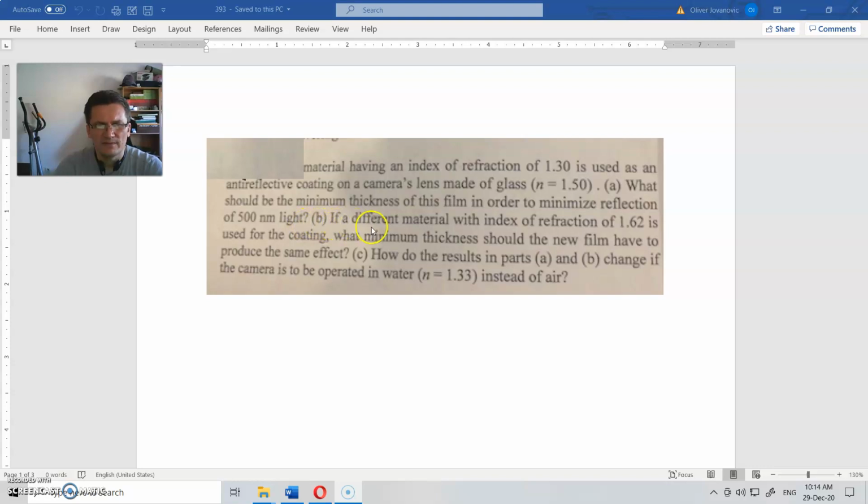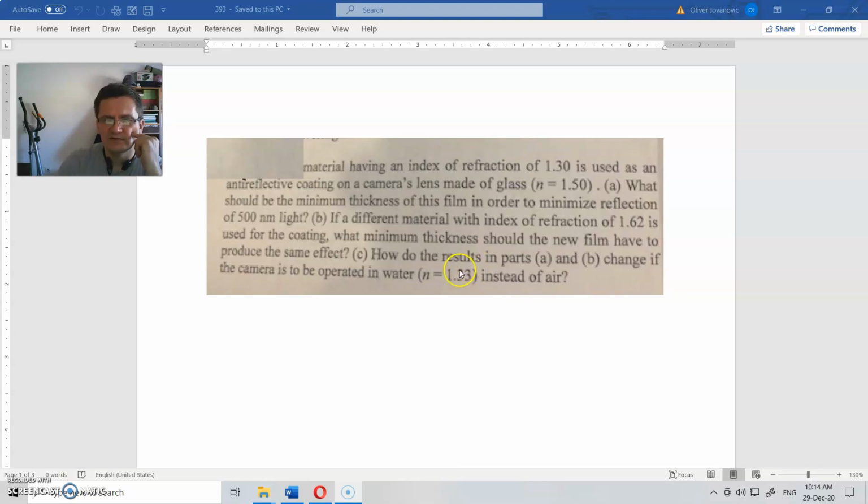Then under B, if a different material with index of refraction 1.62 is used for the coating, what minimum thickness should the new film have to produce the same effect? And C, how would the results in parts A and B change if the camera is to be operated in water? In water the index of refraction is 1.33, and the index of refraction of air is 1.